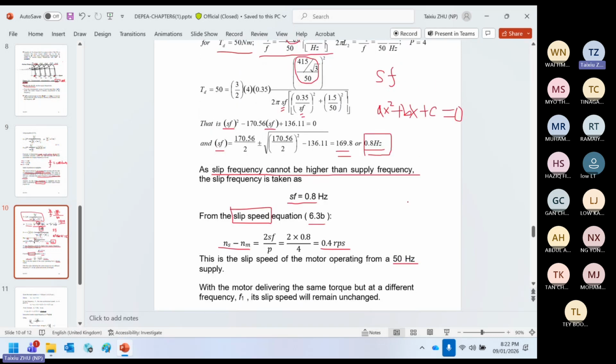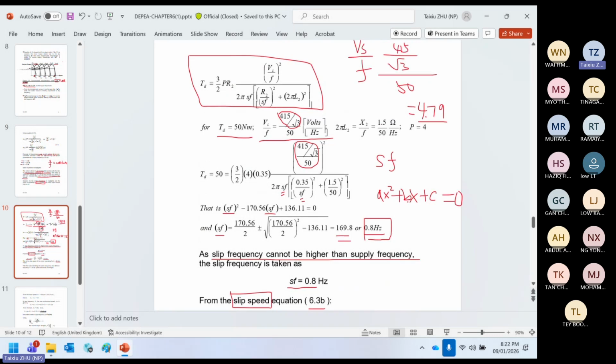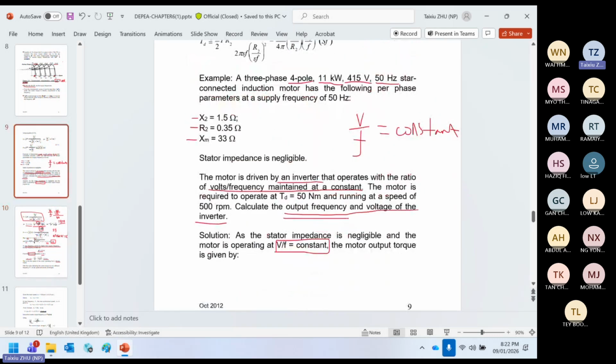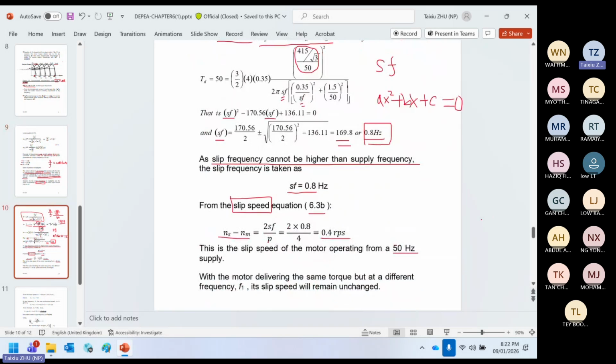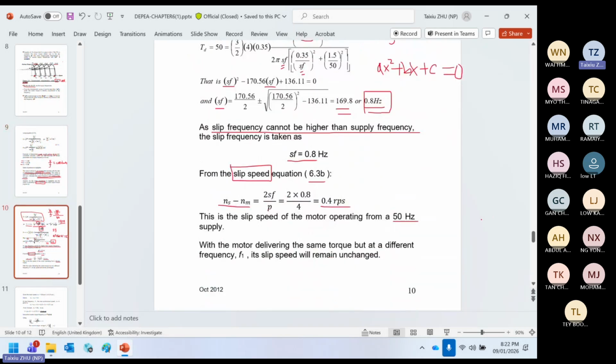Now remember the question asked, it's quite a long one. The question asks what will be the output frequency and also the voltage, right? So we have to find the frequency. The slip RPM is not okay. We need to get the frequency which delivers the same torque but at a different frequency. The next line is useful: with the motor delivering the same torque but at different frequency F1, its slip speed will remain constant.